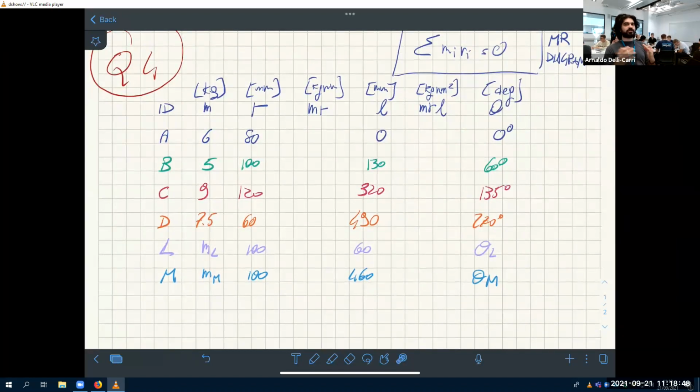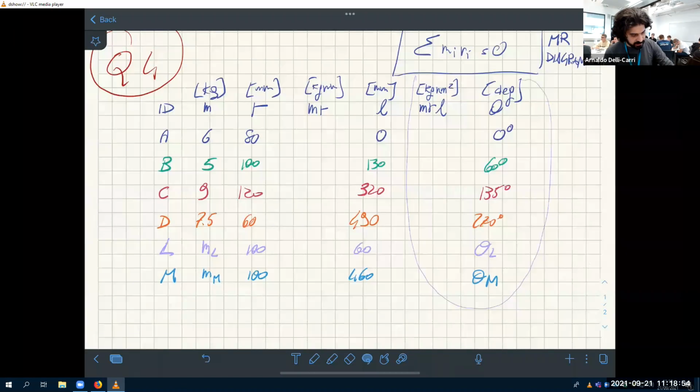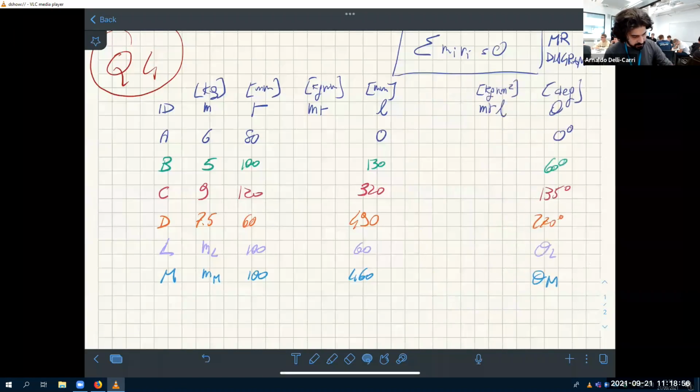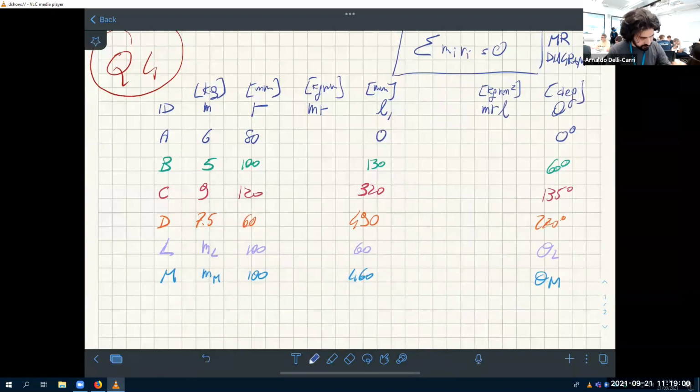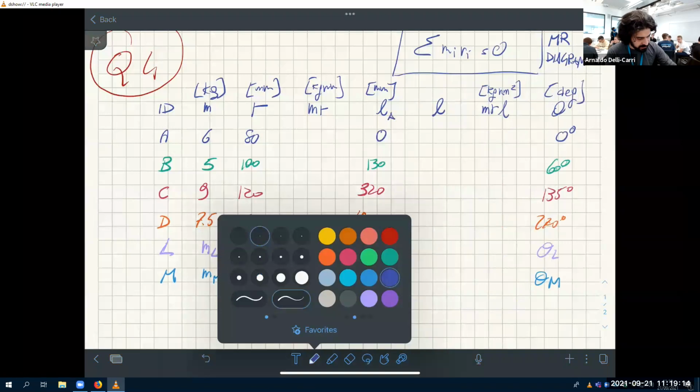But what we can do is change the reference plane. How do we change the reference plane? So I'm doing this. So this is L from A. I'll create L from one of the unknowns, so either L from L or L from M. Okay, so let's choose L as my reference system, as my reference plane.